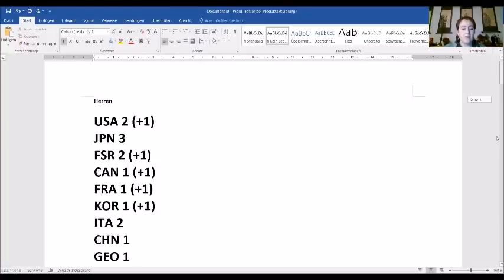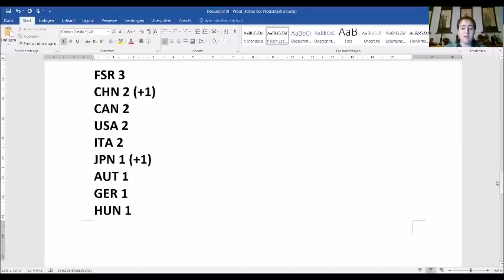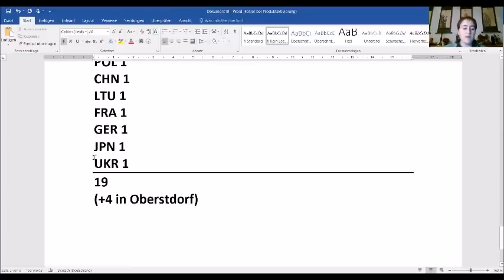And the same for the ladies. There it would have stopped with China. And 3 countries more would have needed to go to Oberstdorf to fight for a spot. In pairs, the cut would have been after Germany, so Hungary and Czech Republic. No direct qualification. And in ice dance, it was Japan and Ukraine that benefited from that rule.